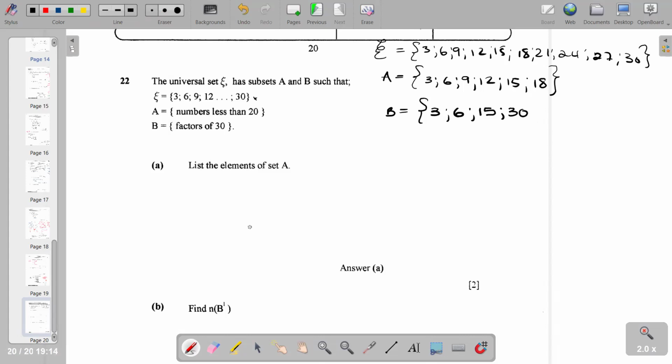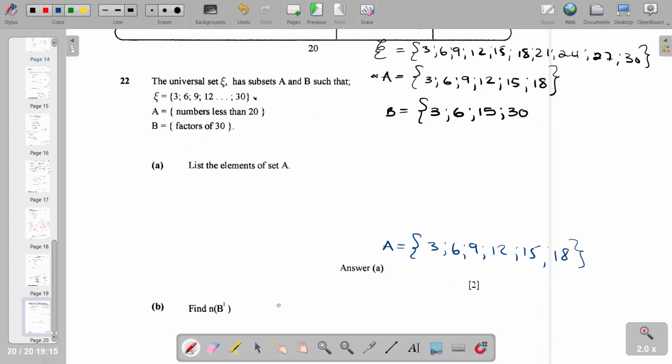Then the first question is saying list the elements of set A. We already listed the elements of set A. If you check from the mother set, these are just multiples of 3 from 3 to 30. Then numbers less than 30. We want multiples of 3 which are less than 30. So set A is listed here. You just extract that. So our set A is 3, 6, 9, 12, 15, 18.